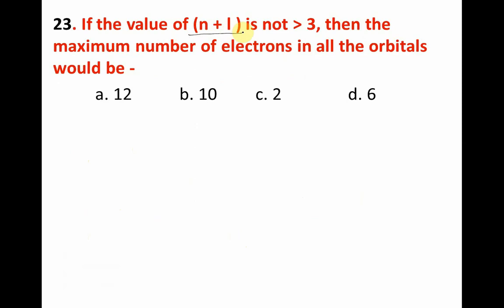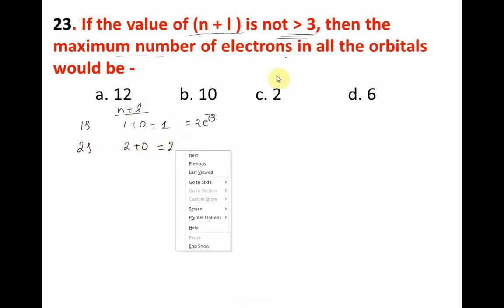If the value of n plus l is not greater than 3, then the maximum number of electrons in all orbitals would be, how do you want to calculate? So using n plus l, for 1s orbital, n plus l is 1 plus 0, 1, so it contains 2 electrons. Next 2s orbital, 2 plus 0, that is equal to 2. It should not cross 3, that you should keep in mind. 2 plus 0, 2, so again 2 electrons.